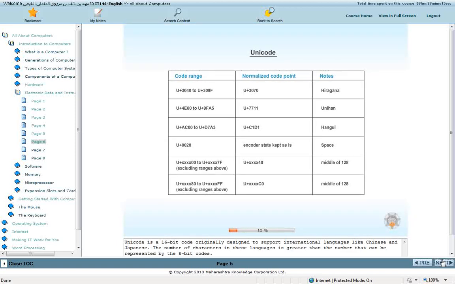Unicode is a 16-bit code originally designed to support international languages like Chinese and Japanese. The number of characters in these languages is greater than the number that can be represented by the 8-bit codes.